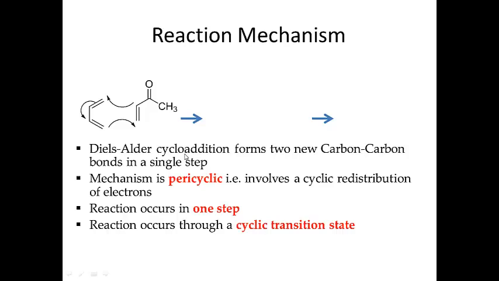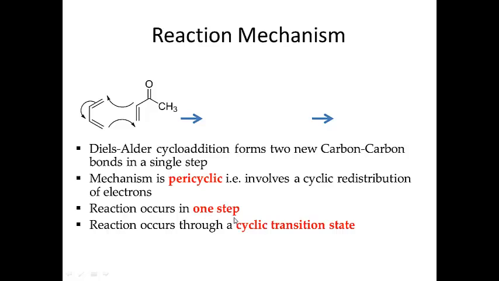So the mechanism is what we call pericyclic. It means that there's a cyclic redistribution of electrons. So electrons move basically in a circuit. That's how I like to refer to it. The reaction occurs in one step, and it has a cyclic transition state.